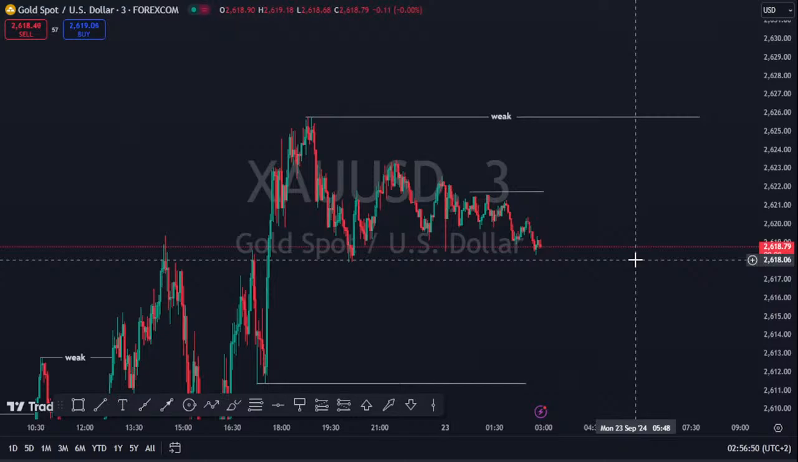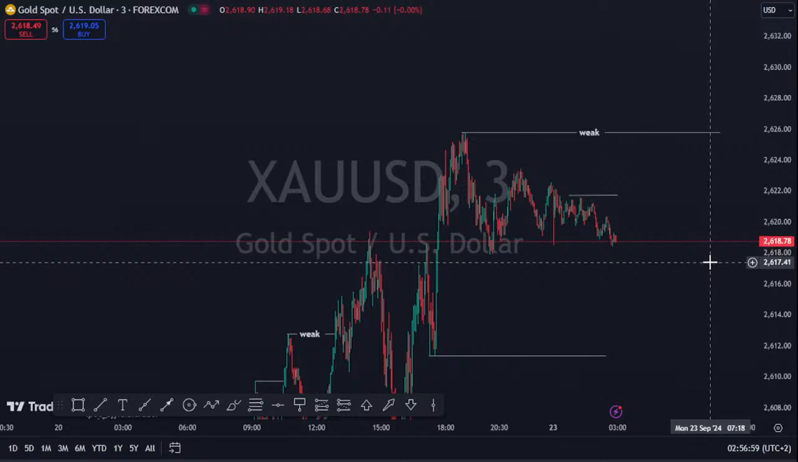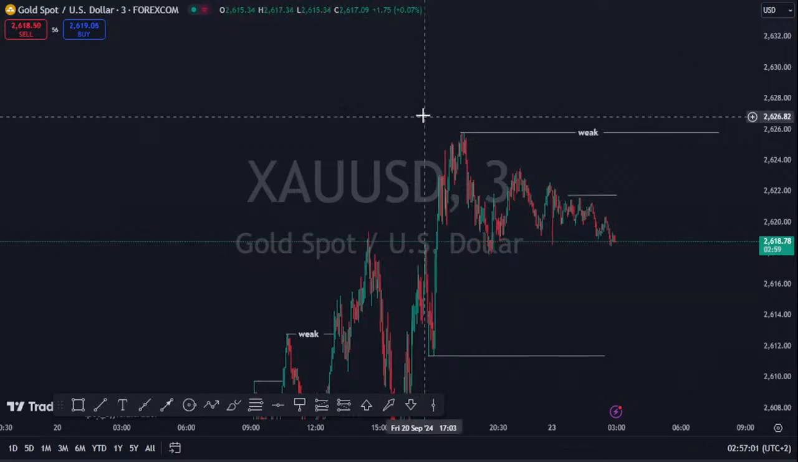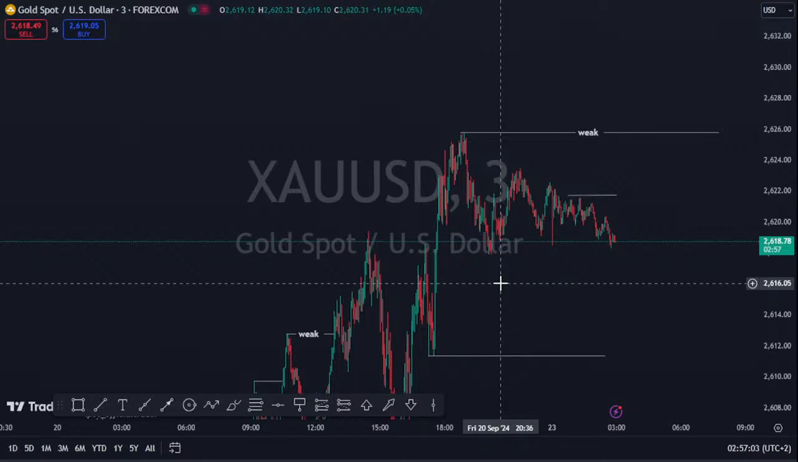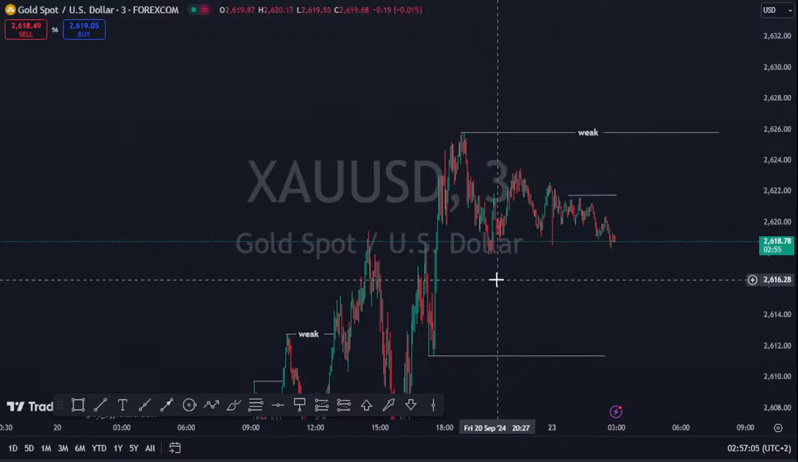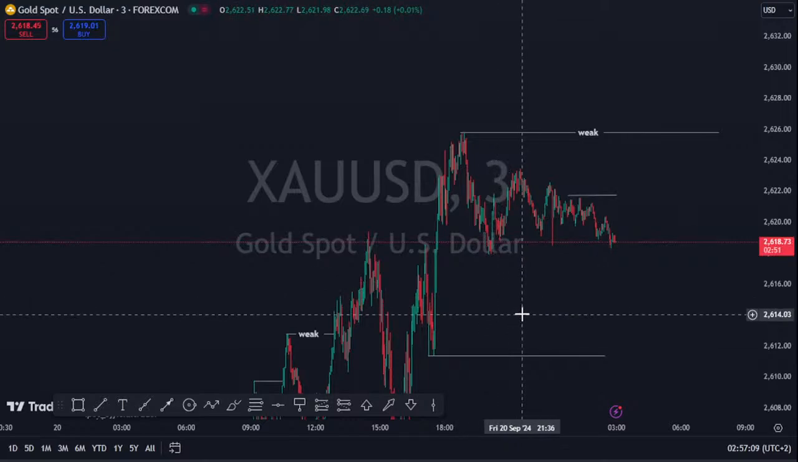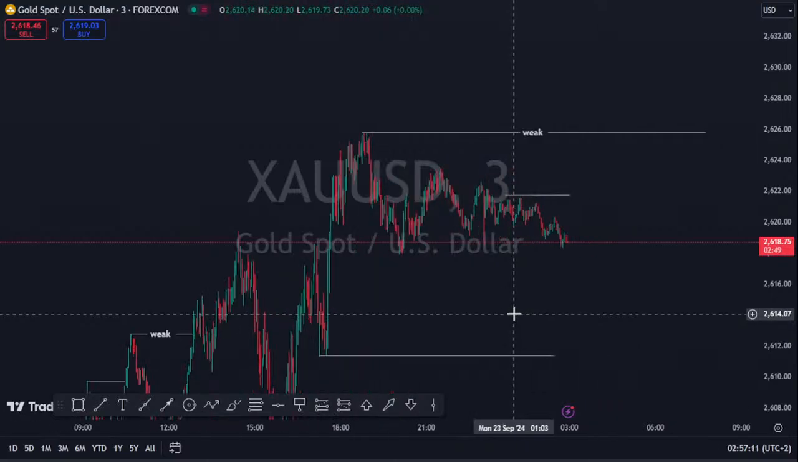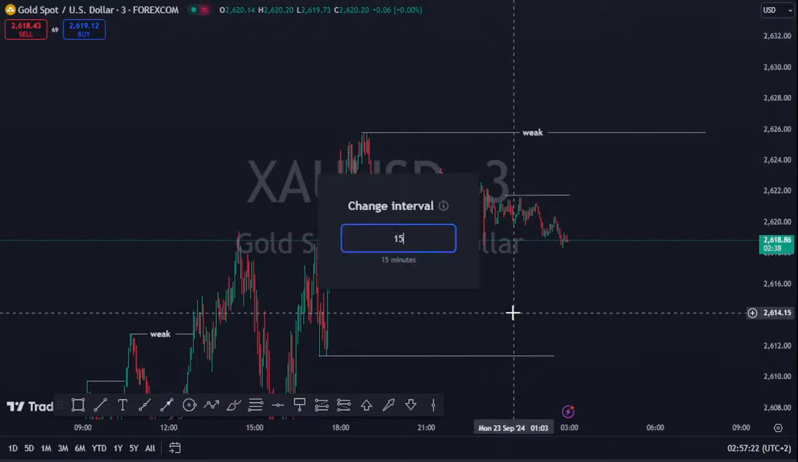There's a lot going on, but honestly speaking, it would be good to see gold being bullish today. It would be good to see gold pushing even higher, giving us another all-time high again this week.